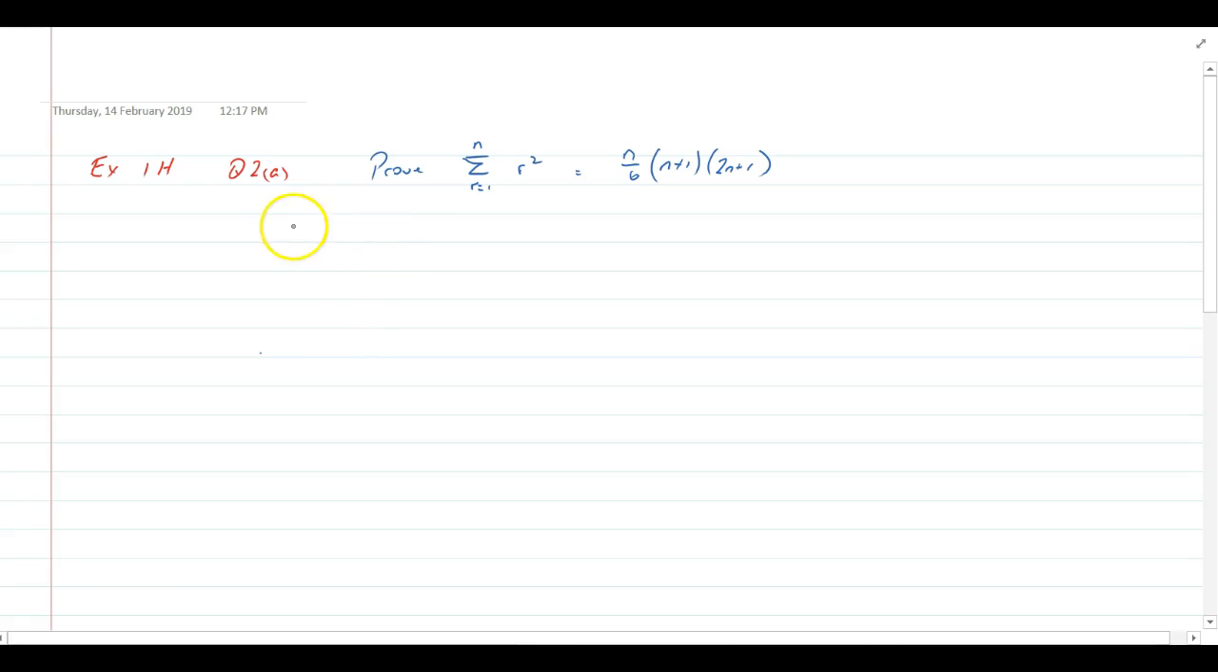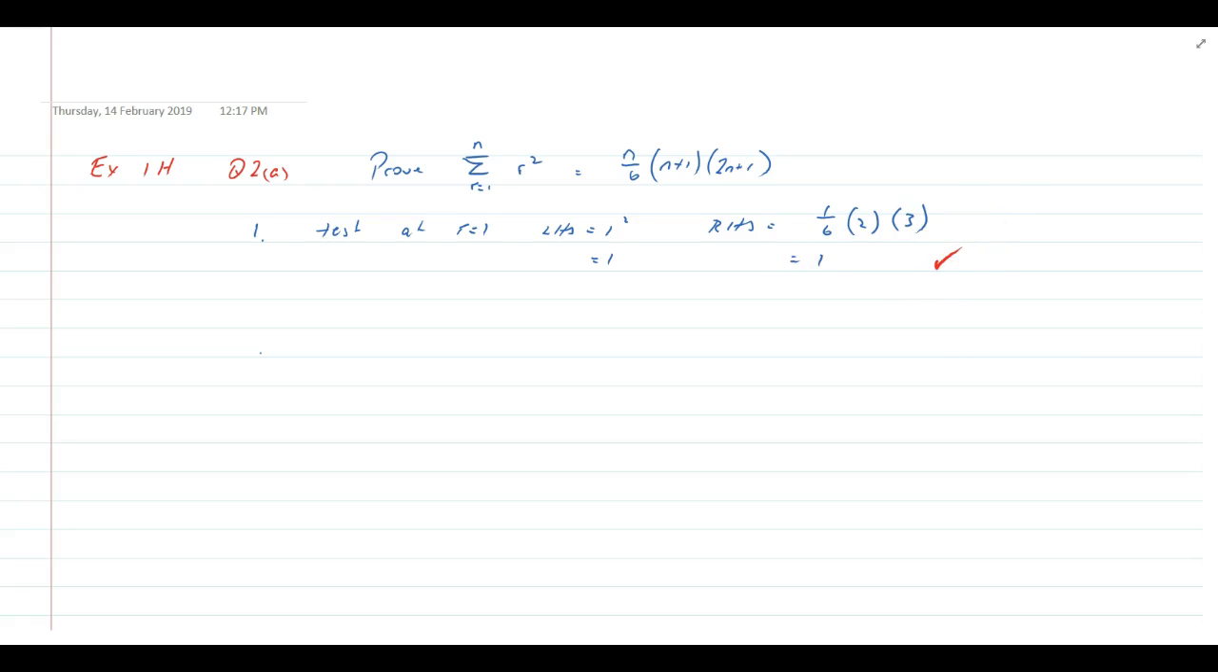So if we go through our steps, we test here at r equals 1, our lowest value. So we get the left-hand side to equal 1 squared, which is 1, and the right-hand side to equal 1/6 by 2 by 3, which equals 1. So we check that step off and we move on.